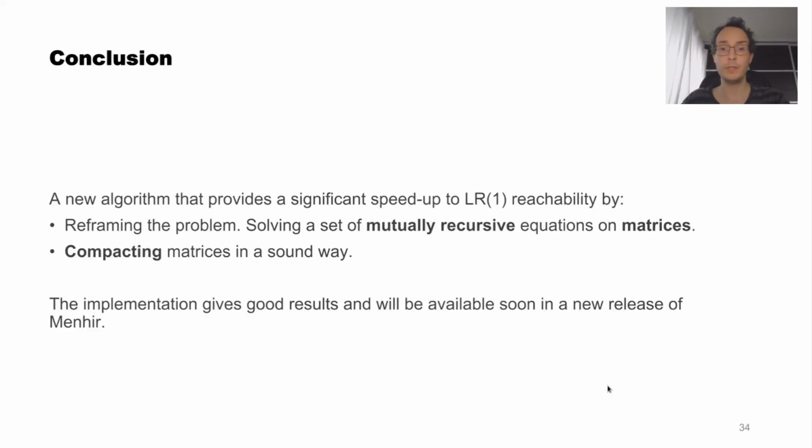Now, to conclude, we propose a new algorithm for computing reachability in LR(1) automata that performs significantly better than the state of the art. To do so, we proceeded in 2 steps: reframing the problem in terms of recursive matrix equations, and finding a way to make the matrices much more compact, reducing both time and space needs. We implemented and tested extensively and got very good results, and this should be available soon in the Menhir parser generator.